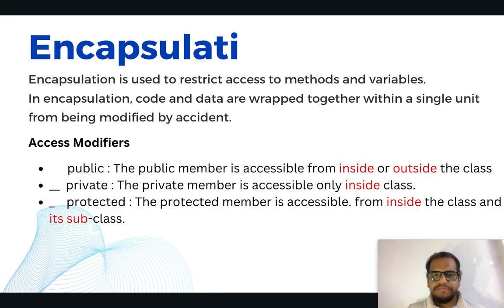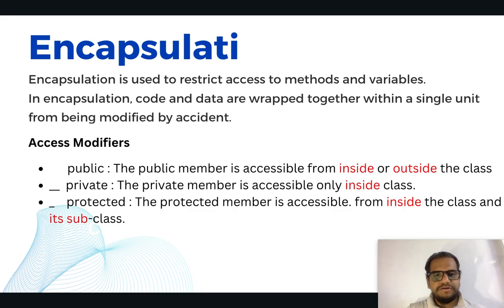A public member is accessible from inside or outside the class. In this case, we have public functions and public variables. So we can access them from a parent class to a child class, or outside the class, directly in our instance, like objects also.